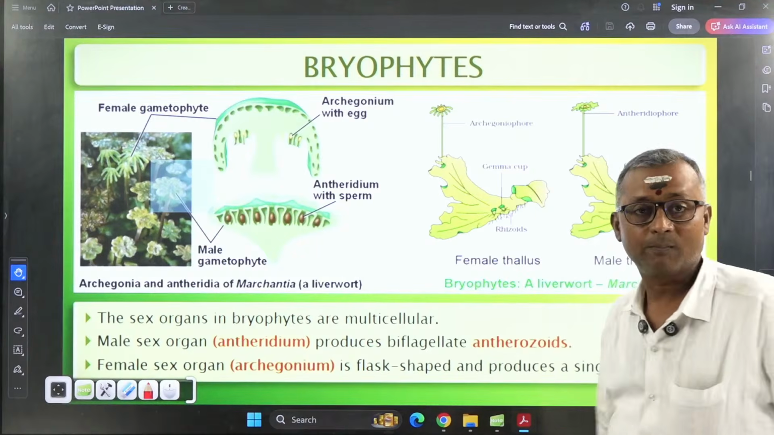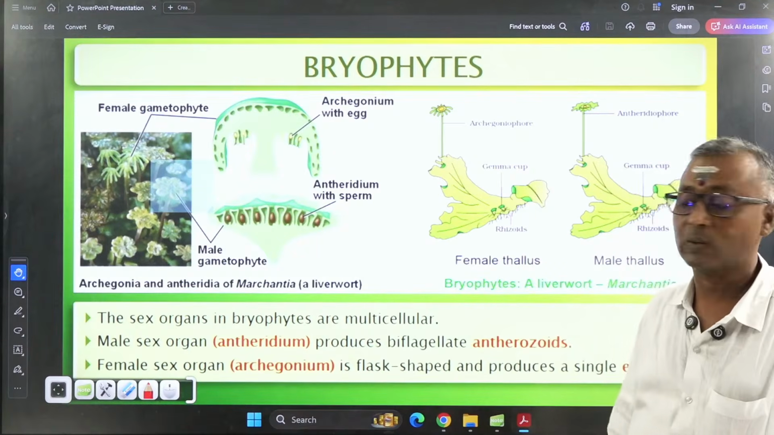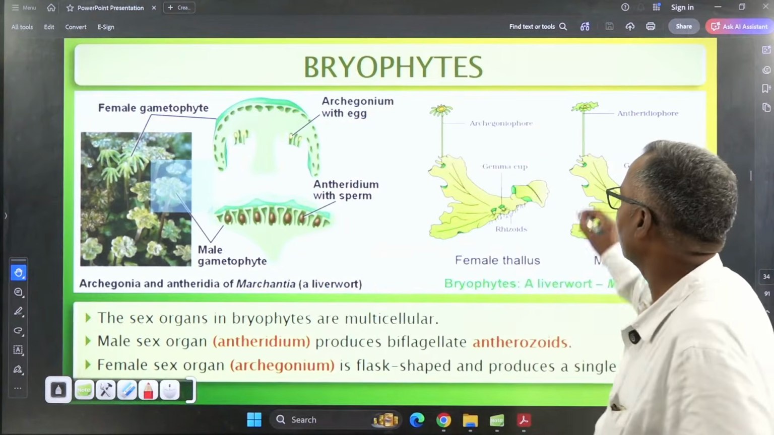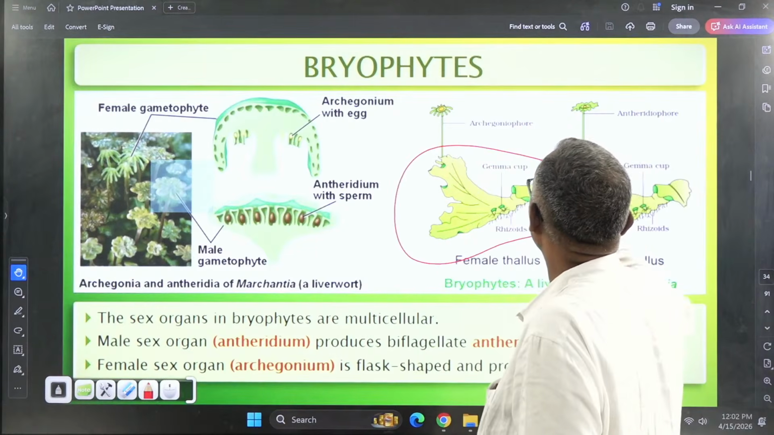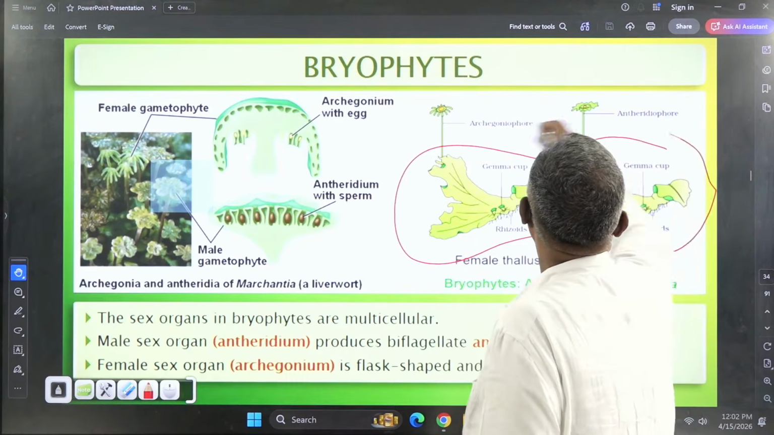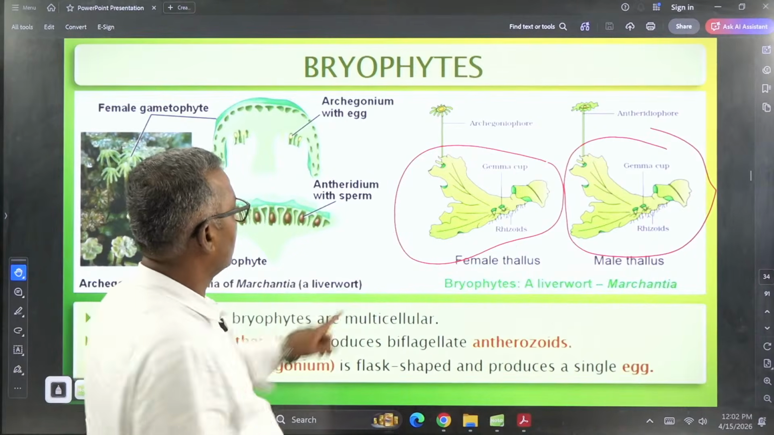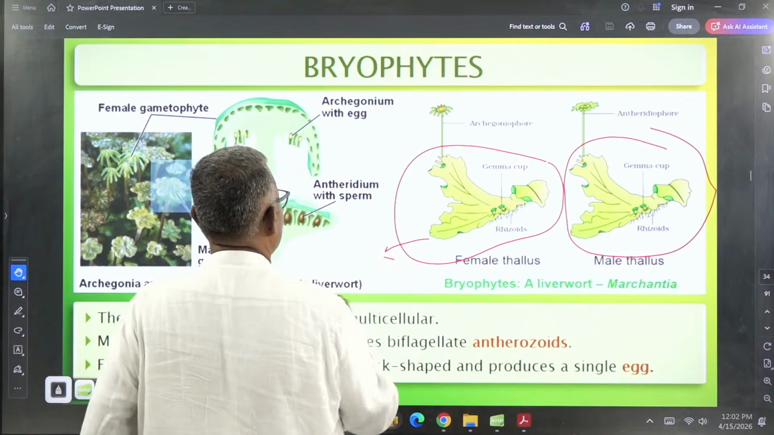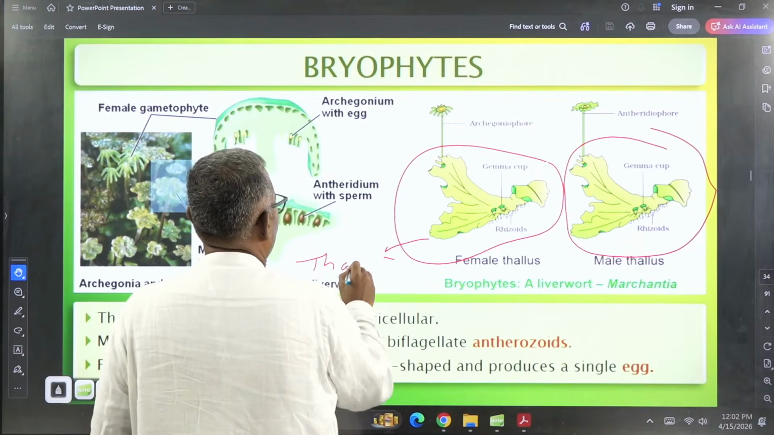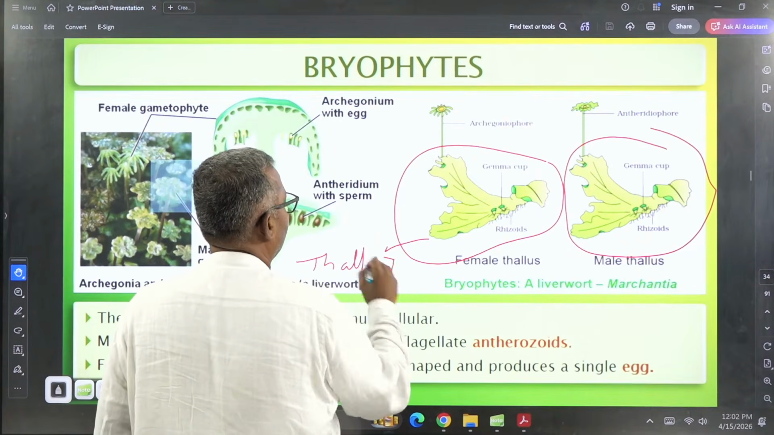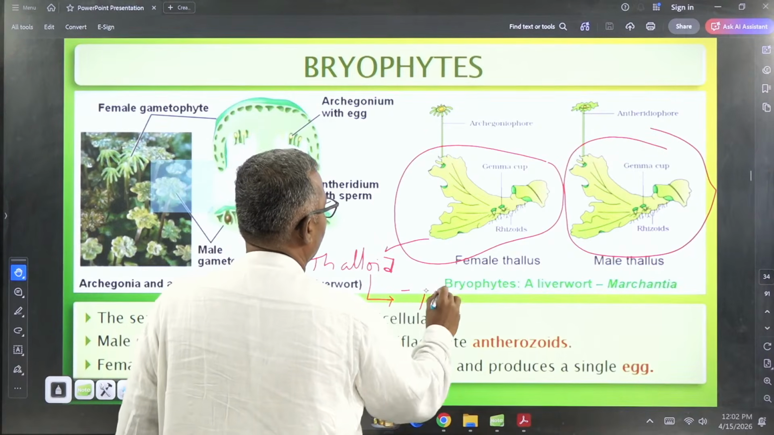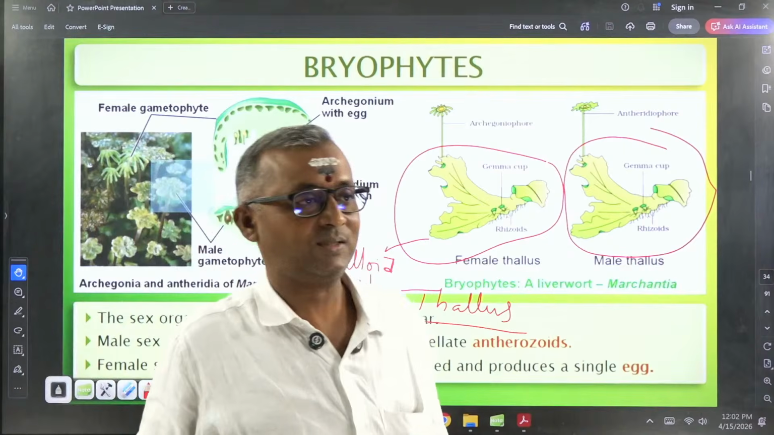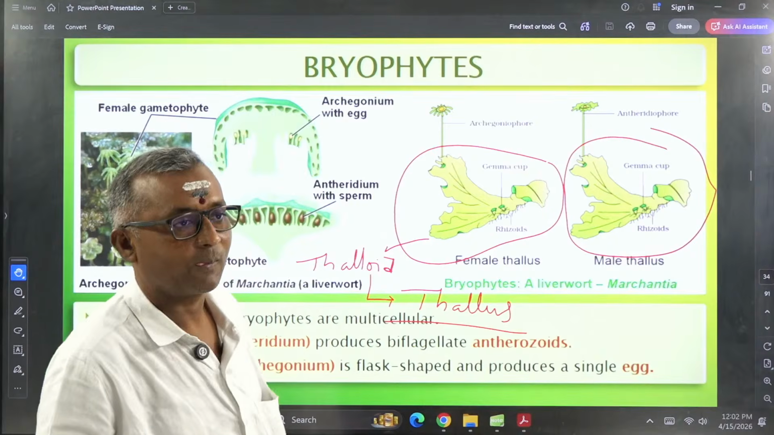Now this is another bryophyte. Look at the board carefully. Can you see this body? This kind of body organization is called thalloid, or simply you can call it thallus. Very important.